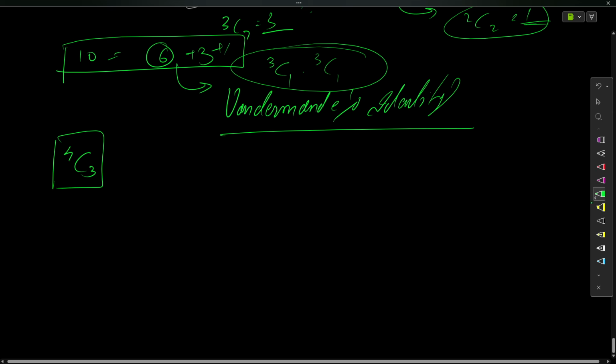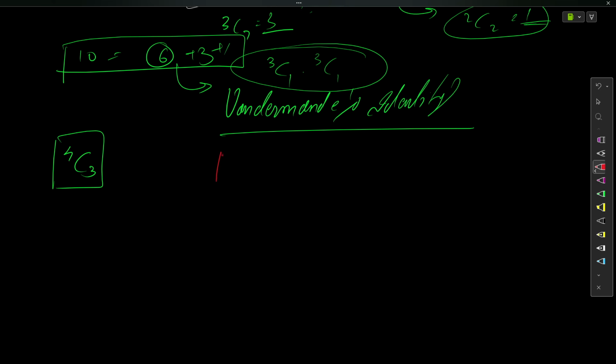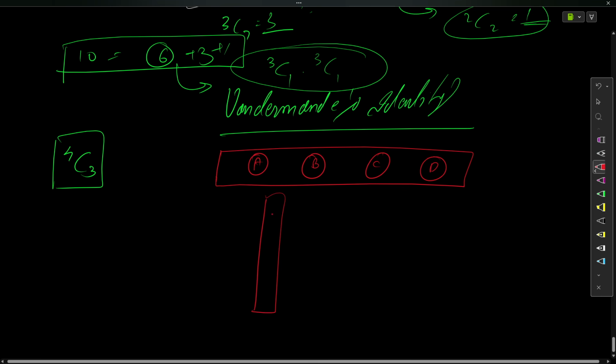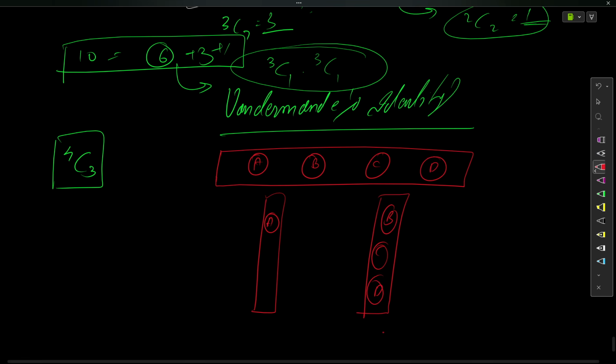Let's say that I have A, B, C, and D. Now this time I will keep a single ball on the left hand side, let's say A, and on the right hand side I will keep 3 balls, B, C, and D.